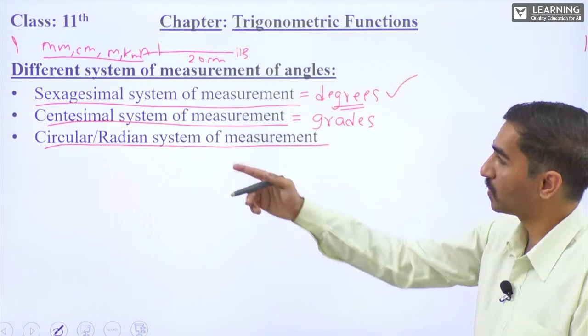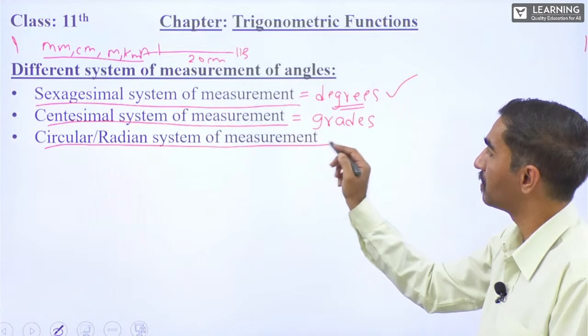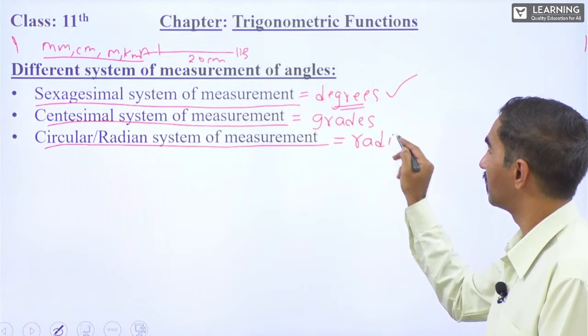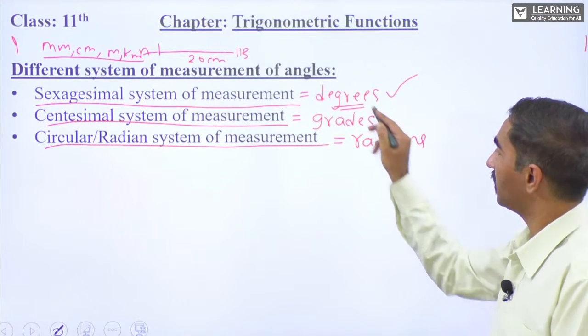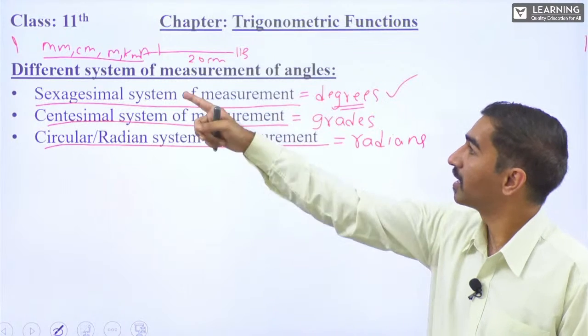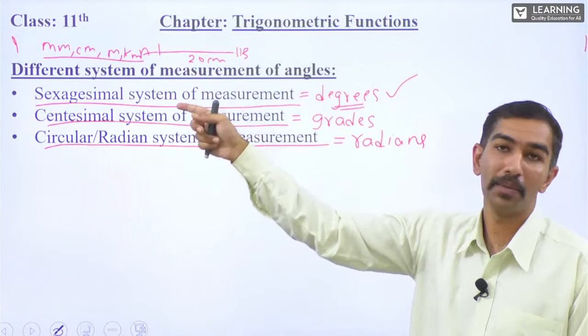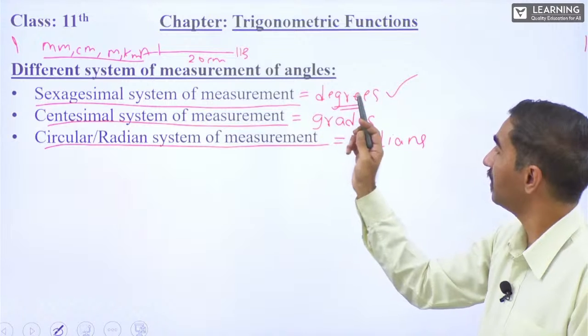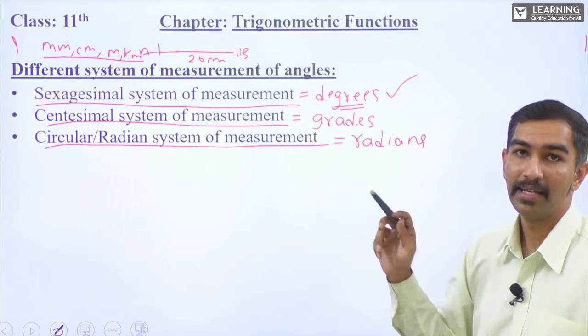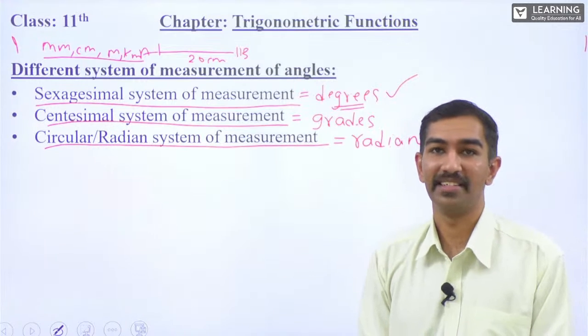Okay, and the last one, circular system of measurement. Here we are measuring the angles in terms of radians. What are all these three? These are also systems of measurement, like millimeter, centimeter, meter and kilometer. Similarly, degrees, grades and radians. So these are the three systems in which we can measure angles.